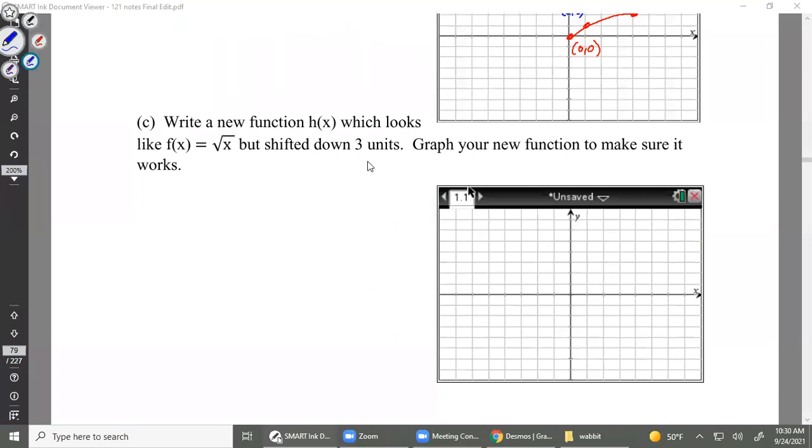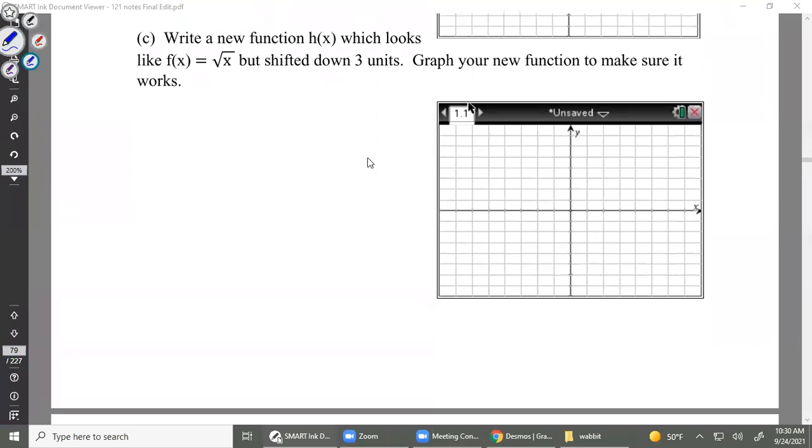All right, so part C says write a new function h of x, which looks like f of x, which is the square root of x, but it's been shifted down 3 units. Graph your new function to make sure it works. Whew. All right, so I kind of do these backwards of the instructions. I always graph them by hand first, and then I use my calculator to make sure that what I typed in worked. So we want to shift it down 3.